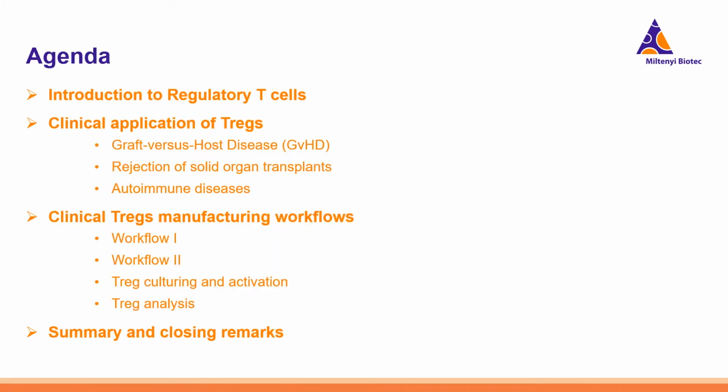Let's have a look at our agenda for today. First of all, I would like to give you an introduction about regulatory T cells, then talking about clinical application of Tregs. I have three main topics for today: graft-versus-host disease, GVHD, rejection of solid organ transplants, and also autoimmune diseases. Afterward, I will go through our clinical Tregs manufacturing, talking about workflow 1, workflow 2, Treg culturing and activation, and also at the end, Treg analysis. And I would like to sum up with the most important points and closing remarks.